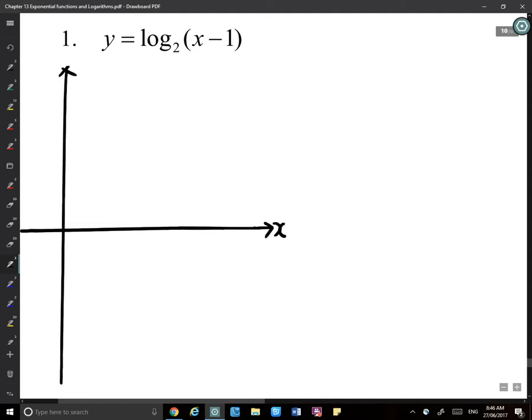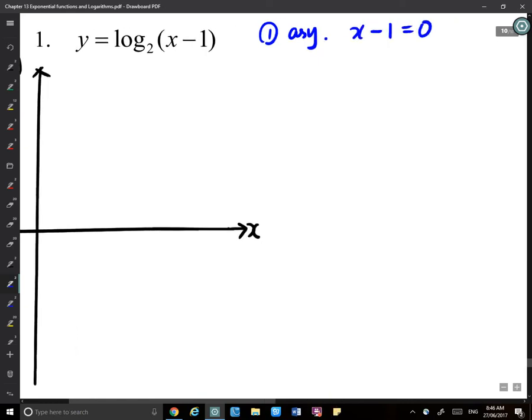Okay, x and y. So number 1, I will solve for asymptotes. So the asymptote is x minus 1 equals to 0, the bracket equals to 0. Therefore, x equals to 1 will be the asymptote. Okay, what we have is x equals to 1 here.